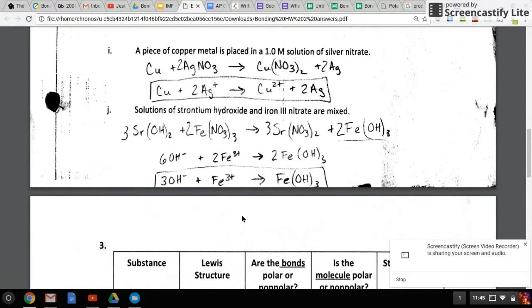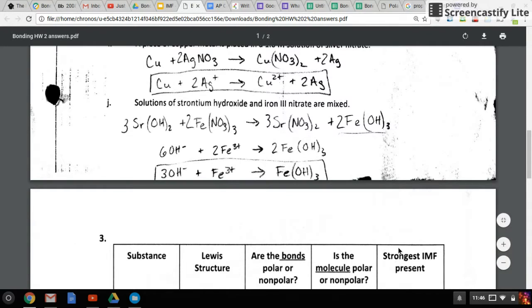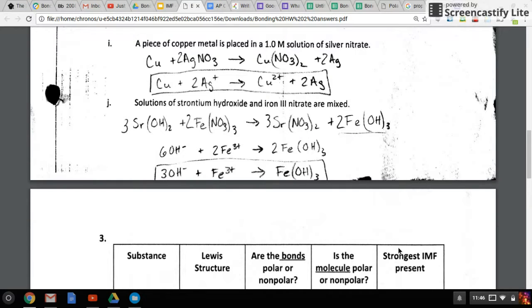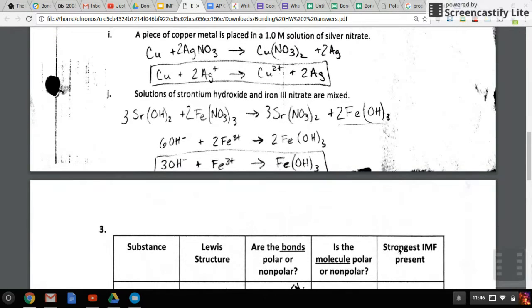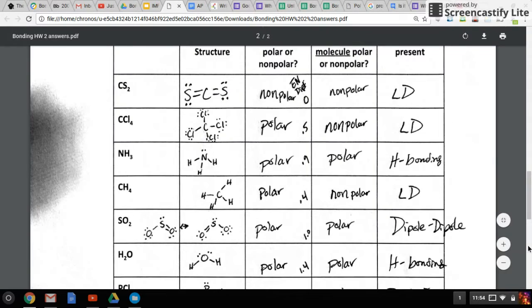Okay, so in order to lead us through this, for number 3, I had you go through the substances. Since we're still practicing our Lewis structures and bonding, I made you go through this progression here so that you could figure out what type.